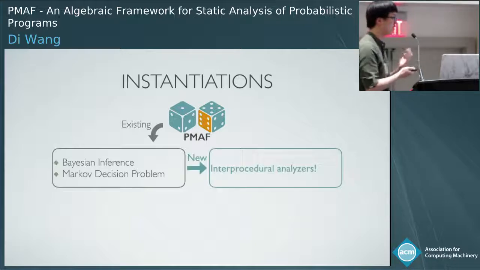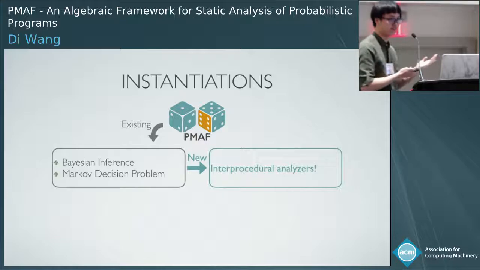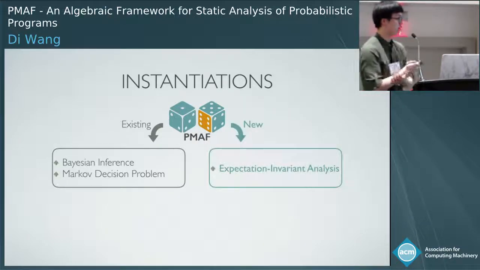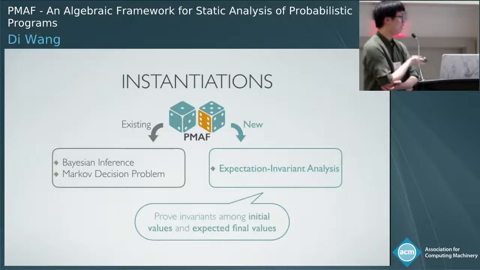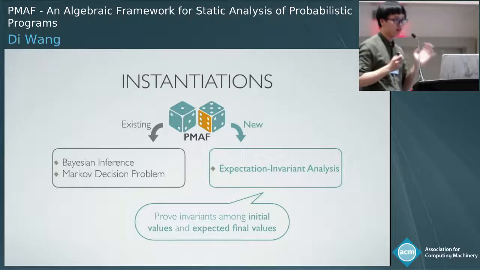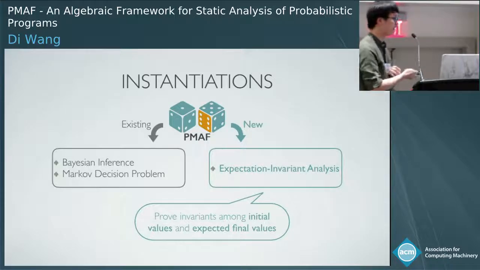Specifically, we obtain interprocedural analysis for the two problems. At the meantime, we also develop a new abstract domain to do expectation-invariant analysis. And these invariants are just inequalities between initial values of variables and their expected final values.